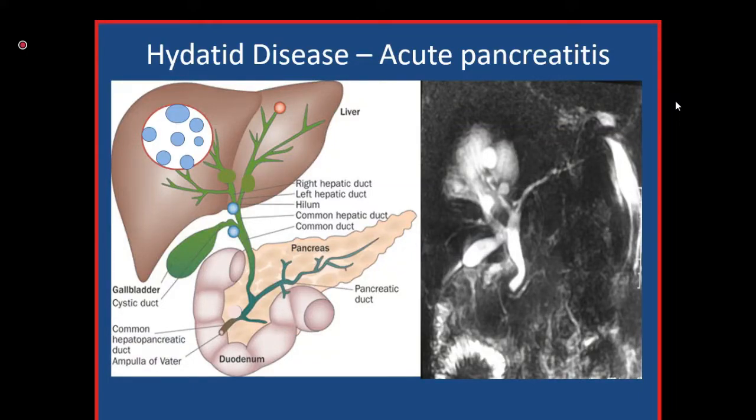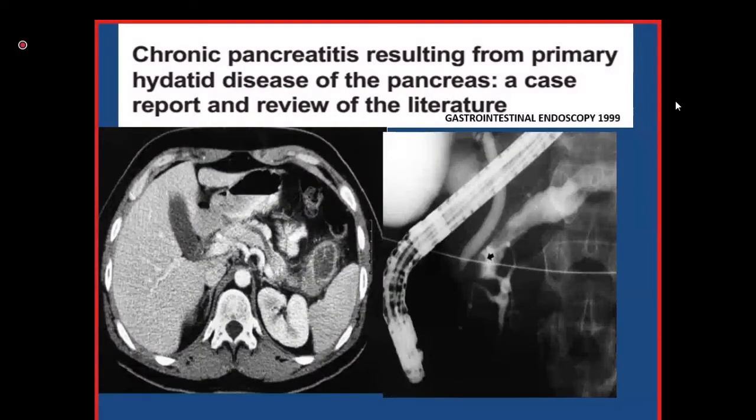Another reason is intrabiliary rupture of the hydatid disease leading to migration of the daughter cysts and the contents into the common duct, which can cause upstream dilation of the pancreatic duct. Repeated episodes of pancreatitis can lead to chronic pancreatitis, in such cases secondary to the hydatid disease.